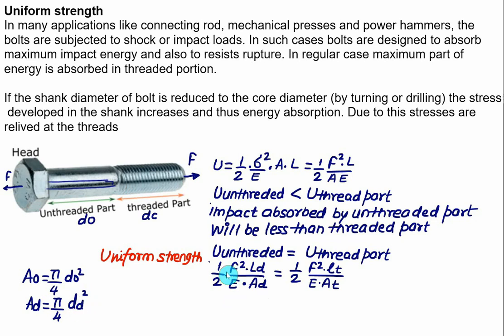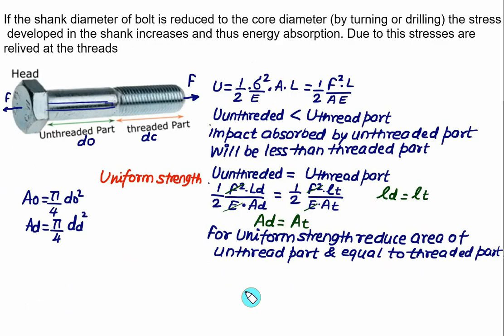So F square divided by Young modulus gets cancelled on both sides, and if I assume the length of the unthreaded part is equal to the length of the threaded part, then we must satisfy the condition that the area of the unthreaded part AD must equal the area of the threaded part. So you have to reduce the area of the unthreaded part to equal the area of the threaded part. Then we can attain uniform strength, that is both parts will attain the same strain energy.